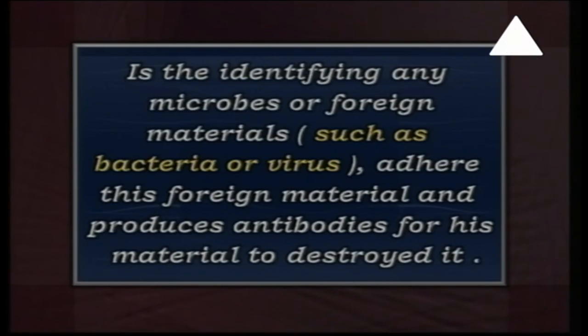They identify microbes. Simply, they look like the soldiers inside your body, for what? To identify and know the microbes or any foreign material such as bacteria or viruses. And by the way, there are some viruses the body cannot detect, because these B cells don't work correctly, like the HIV virus. They adhere to these foreign materials and produce antibodies to destroy them. So B cells have the ability of identifying, and after that producing antibodies, and finally destroying the foreign materials.